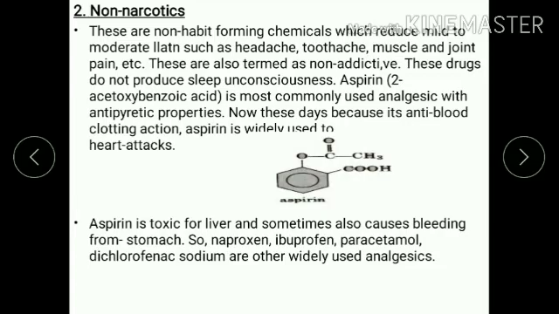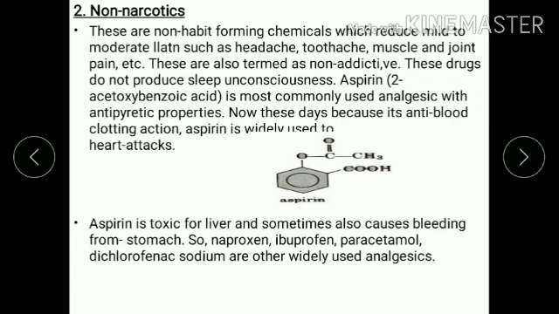The most important examples are aspirin, ibuprofen, paracetamol, naproxen, and diclofenac sodium. These are examples of non-narcotic medicines that are used for pain relief. Which type of pain? Like headache, toothache, muscle pain, joint pain. This pain can be removed by non-narcotic medicines.